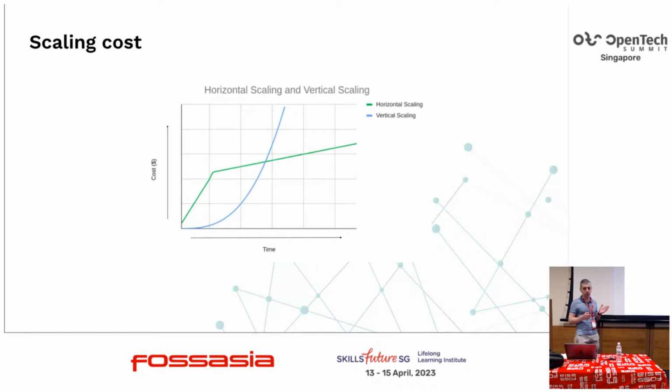And horizontal scaling at the beginning, if we just initially start with horizontal scaling, it is more expensive compared to vertical scaling. But after some time, if we decide that we need to scale, horizontal scaling cost grows linearly compared to vertical scaling, which almost grows exponentially. So there is a time where we just need to decide whether we want to keep growing vertically, or just go with horizontal.